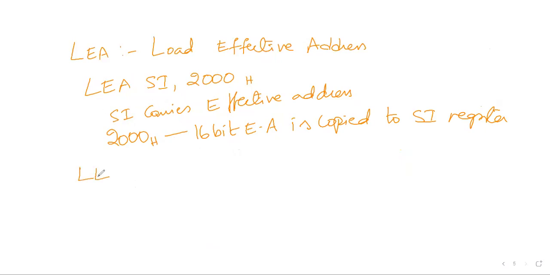Similarly, LEA BX, 3005 hexa. The BX register is sometimes used as a memory location pointer. So the BX register is also used to carry the effective address. Similarly, this 3005 hexa number is copied into the BX register. So that is the load effective address.